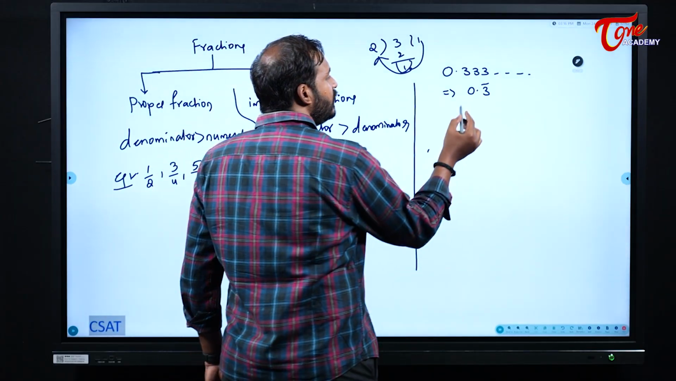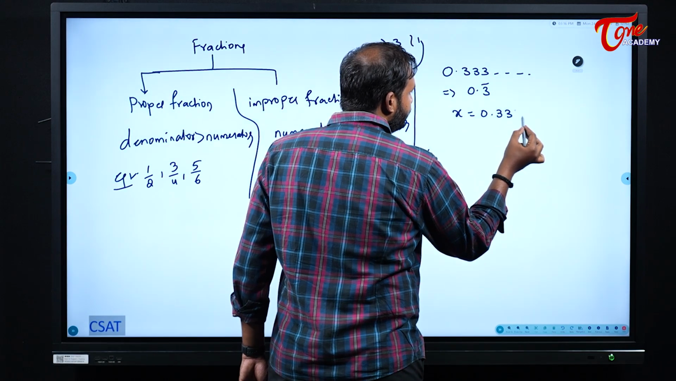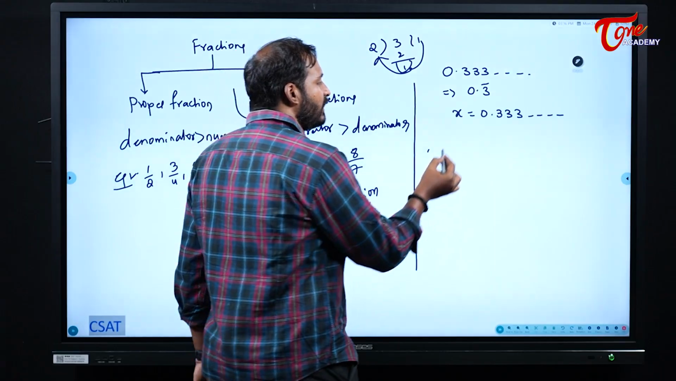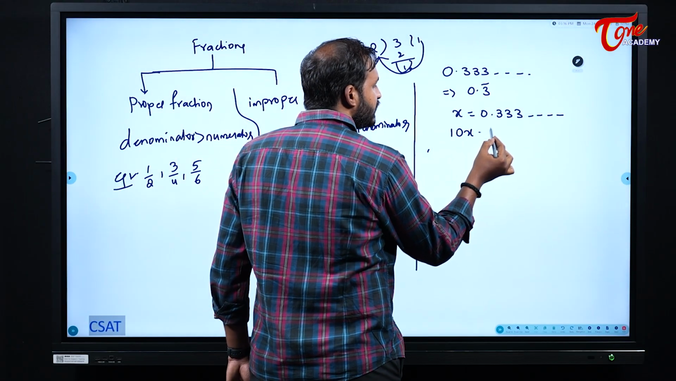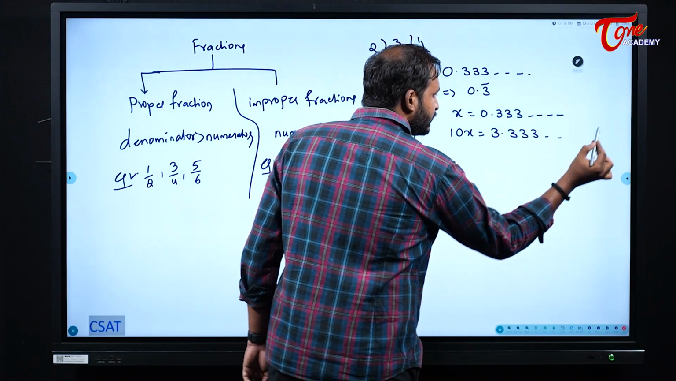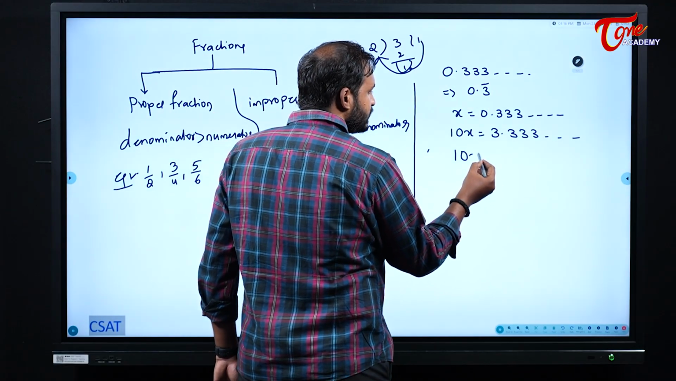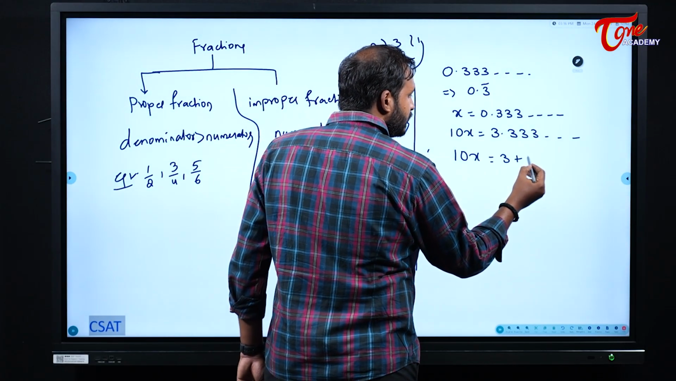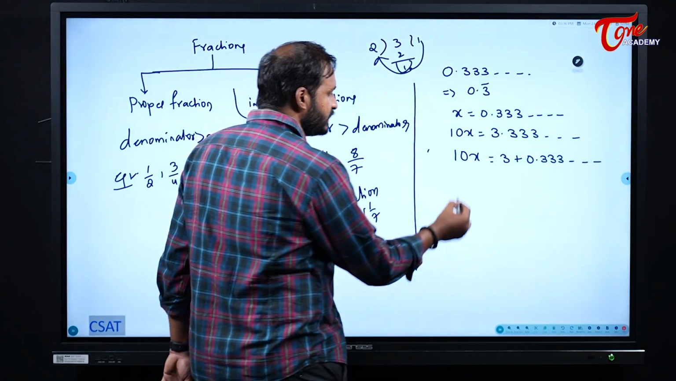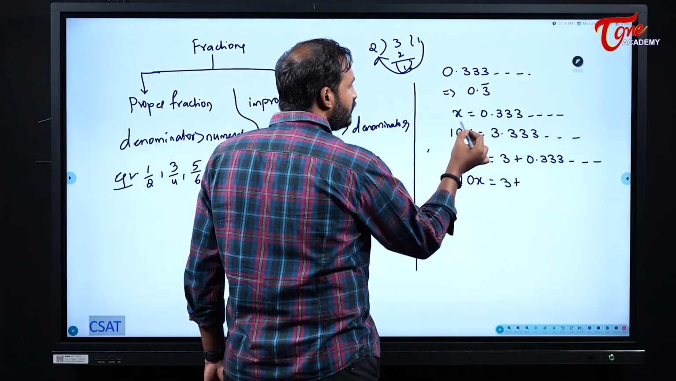Now, I will assume x is equal to 0.33333 for the time being. I will multiply by 10 on both sides. When I multiply 10 on both sides, it becomes 10x, and 10 times this becomes 3.33333. Am I correct? Now, 10x is equal to 3 plus 0.333. I am splitting that one.